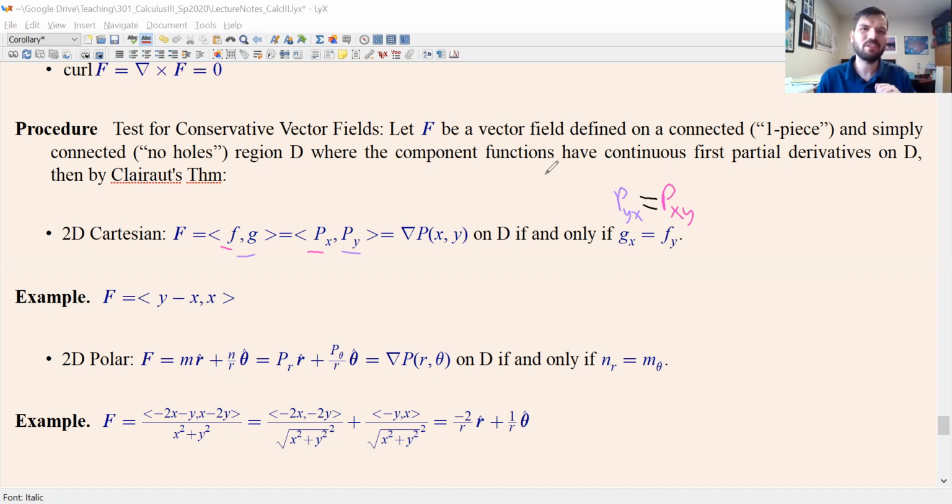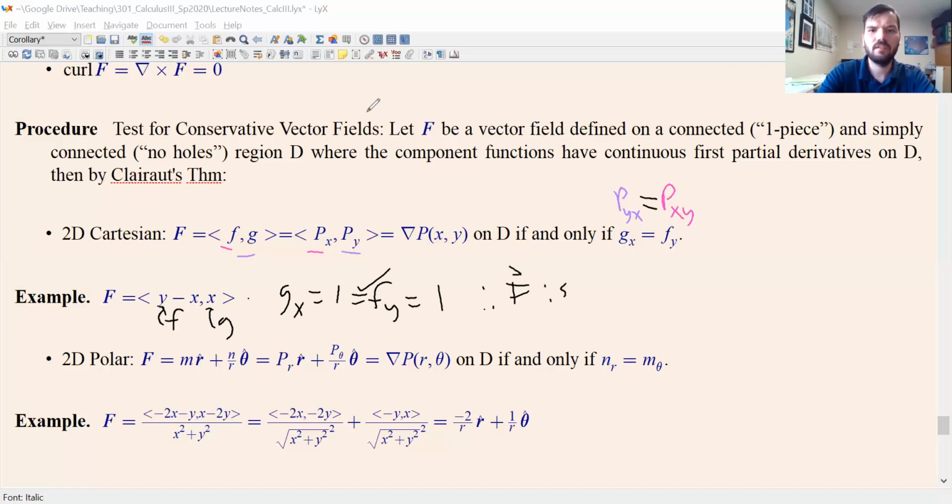And you know what? We don't have to restrict ourselves to working in Cartesian. We'll also see this example in polar and in spherical a little bit. But let's start out in Cartesian just to demonstrate a little bit. So here is our F and our G. We check G sub X equals 1 and F sub Y equals 1, and so they are equal. Therefore, F is conservative.